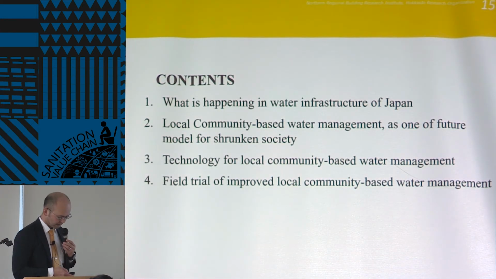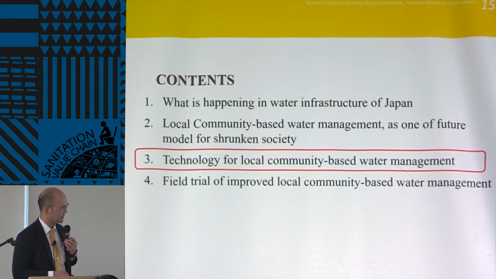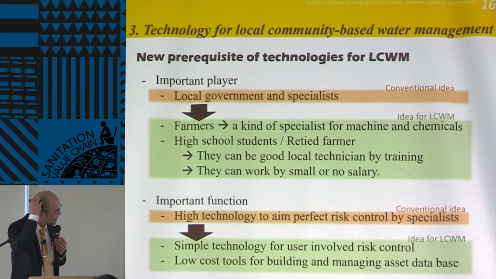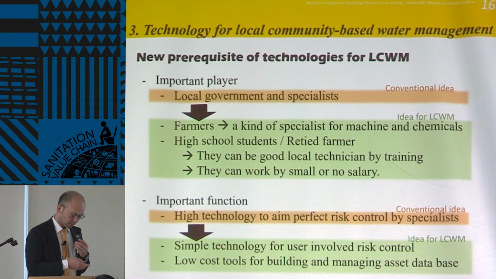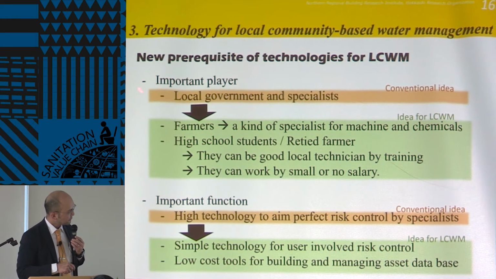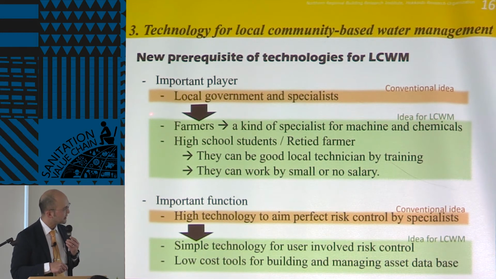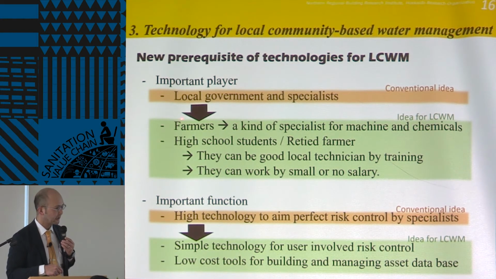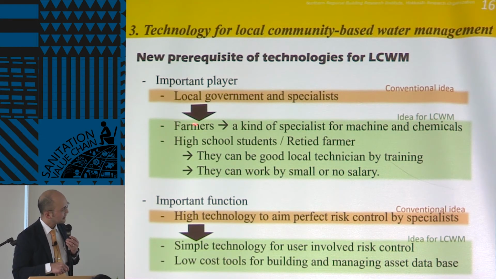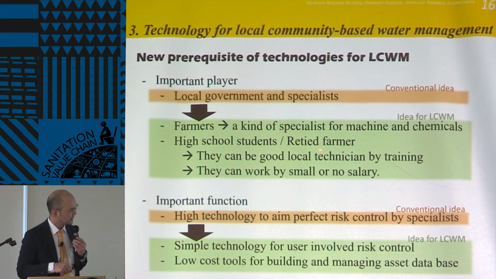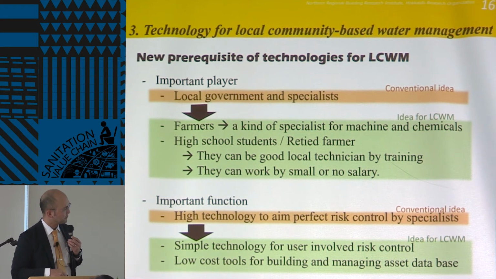Then based on that finding, we discussed the technology. So the new prerequisite of the technology for local community managed water systems: for the important players, in the conventional idea, the important players were local government and specialists. But in this new idea, one of the important players is the farmer, a kind of specialist for machines and chemicals. And later I will show some pictures, but high school students or retired farmers will also be key players because they can be good local technicians with some small training. And also they can work for a small or no salary.